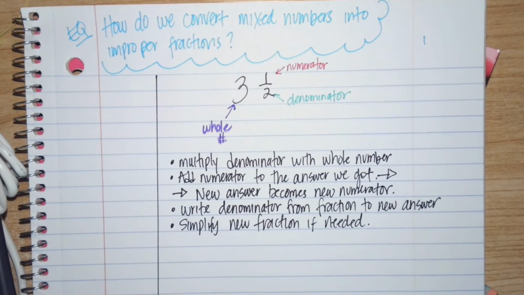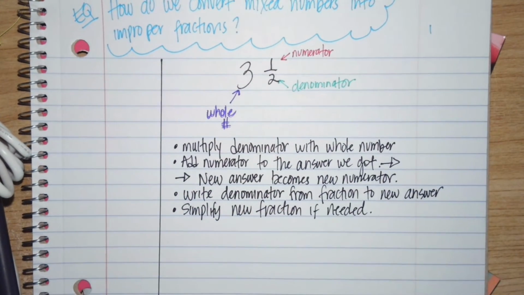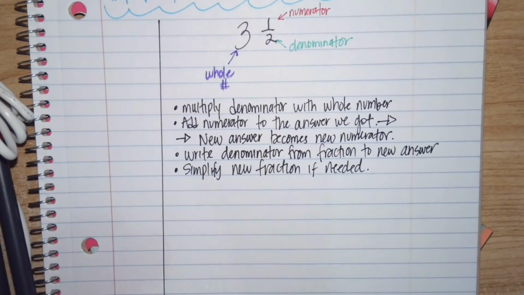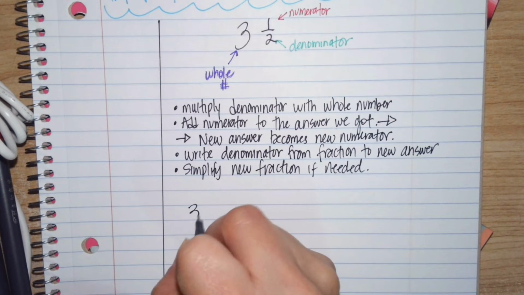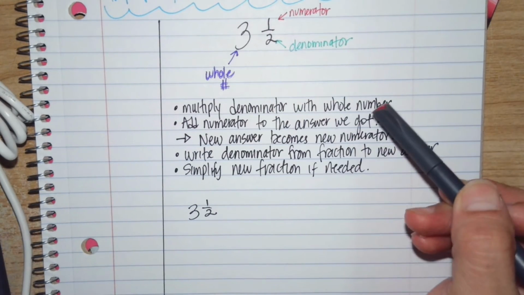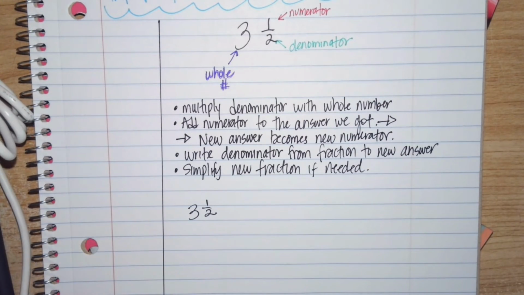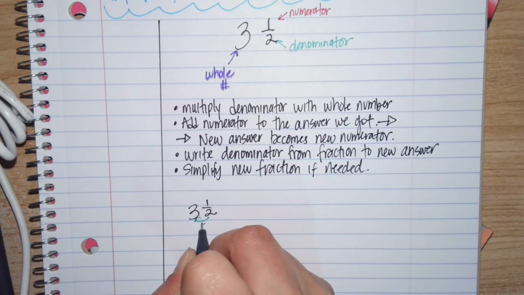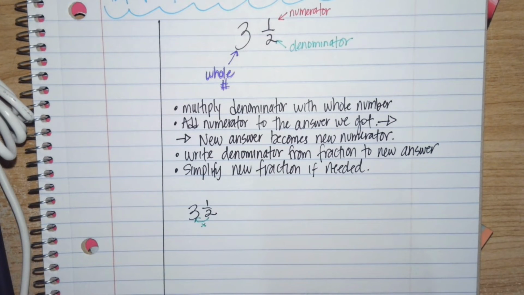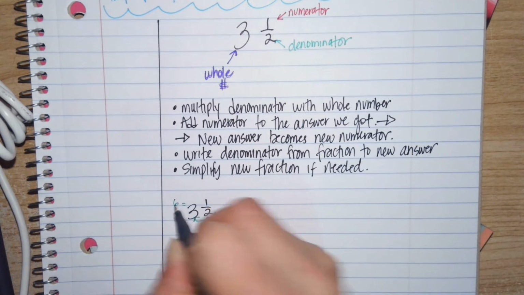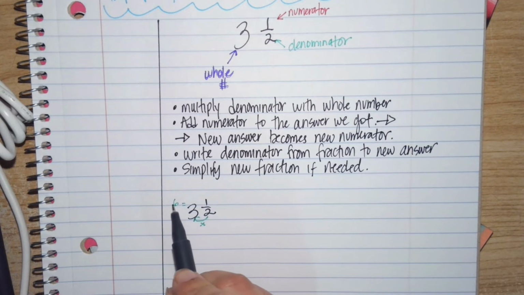So I'm going to show you with the 3 and 1/2 what's going on. Alright, here we go. We got our 3 and 1/2. What we're going to do is multiply the denominator with the whole number. So I'm going to take this one, and we're going to multiply them together. When we do that, we're going to get a 6. 2 times 3 is 6.